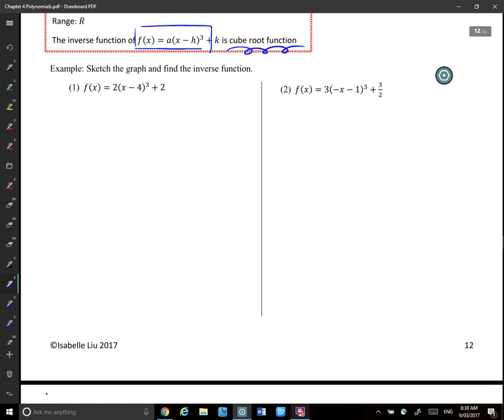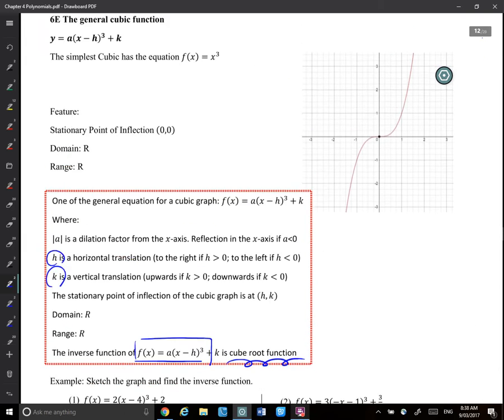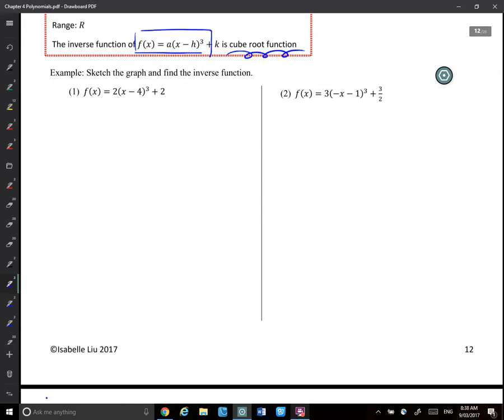Let's sketch the following function. There must be one x-intercept and one y-intercept for the cubic function, because we have domain R and range R. I can take any value of x and any value of y, therefore there must be x and y intercepts. What's the turning point here? The point of inflection will be (4, 2). Remember the 2 is not the y-intercept, it is the point of inflection.